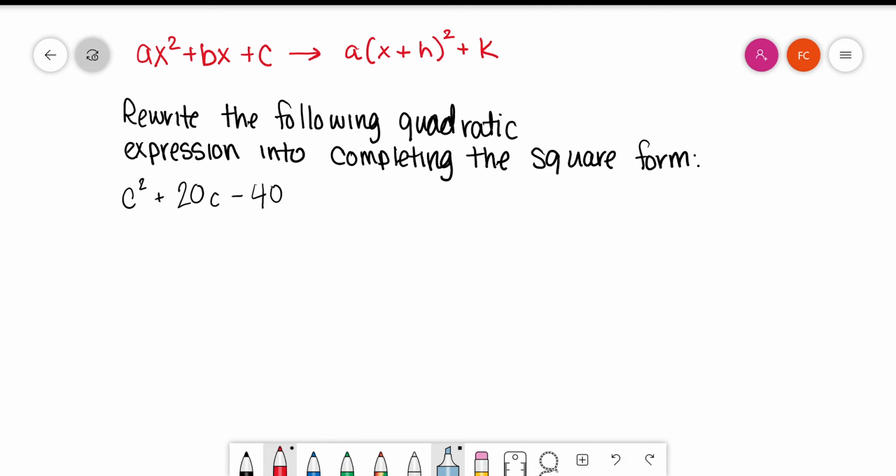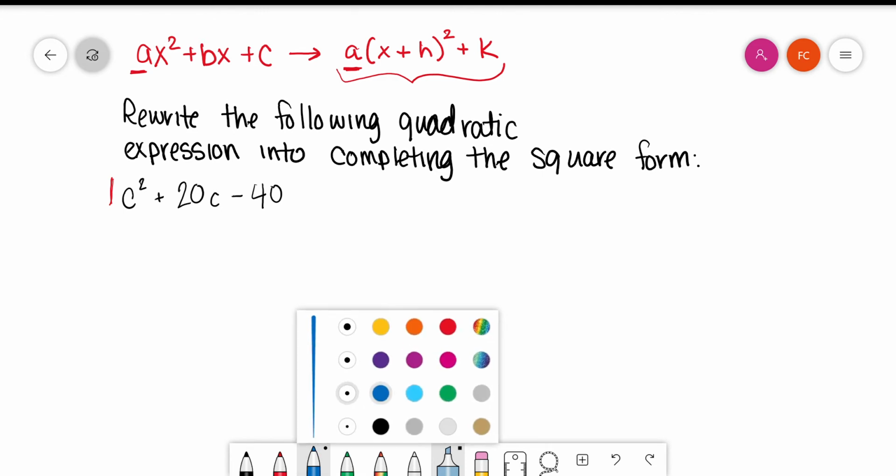And as I pointed out in the last video, we do recognize that completing the square form should look like this, although ours is not going to have this value in front of the parentheses because the value will be 1, because our lead coefficient in this case is 1. Okay, so let's go through the steps of how to rewrite this into completing the square form.